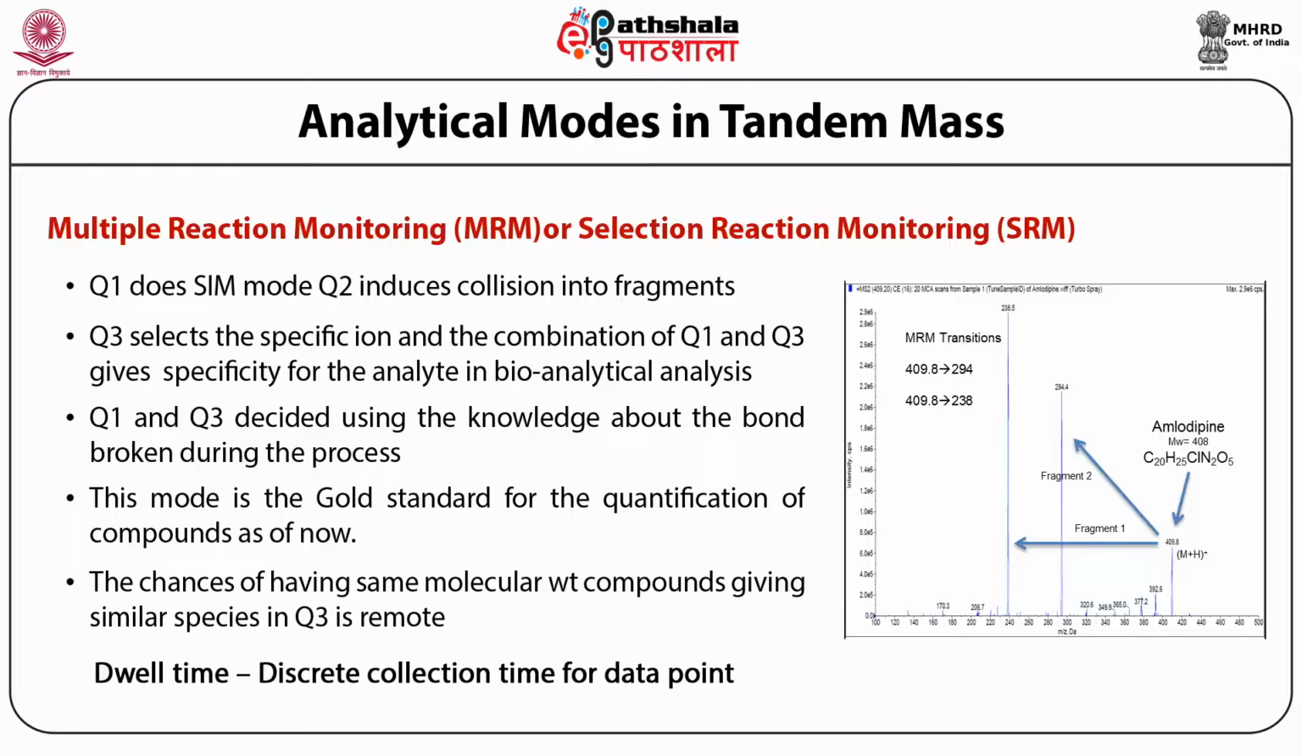Here again, the second dimension is happening through Q1. The third dimension is happening through this combination of Q1 and Q2. Therefore, it is considered the gold standard.